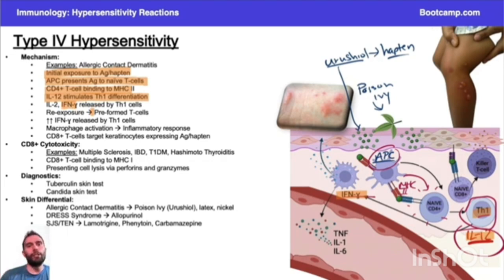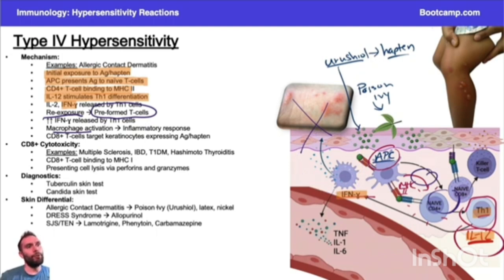However, on that initial exposure, this isn't going to tend to be as dramatic as subsequent exposures, right? The memory response is going to be much greater. So if I'm exposed to this again down the road, I'm going to have preformed T cells that are ready to go in this tissue the next time I get exposed to urushiol. In that situation, I'm going to have a lot more interferon gamma released from those T helper 1 cells, meaning there's going to be a lot more macrophage activation, meaning that this inflammation is going to be a lot worse, right? That's the idea.